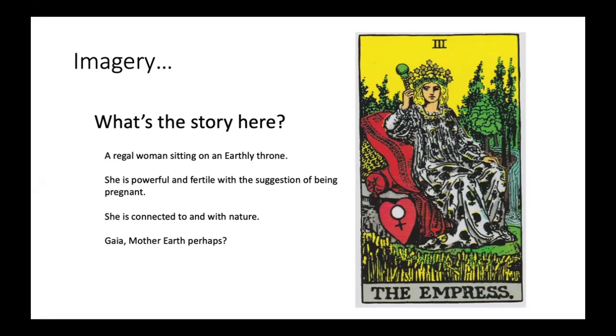She is connected to and with nature. Crucial point: notice that the robe flows into nature. Is she perhaps Gaia or Mother Earth? Notice also, to the right of her, you may have missed it, but flowing through the woodland is a stream.